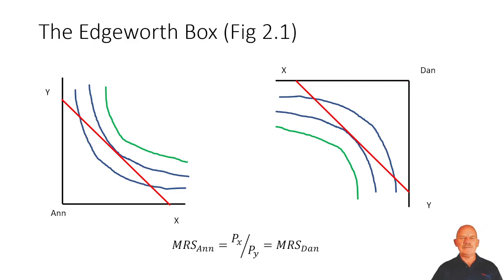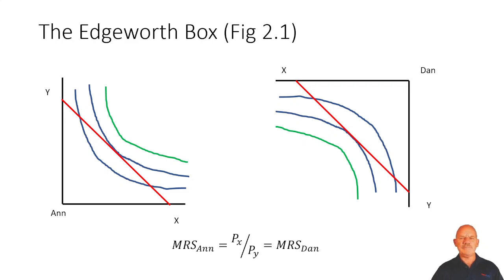So the first condition that we have for the benchmark model to work is that the marginal rate of substitution of all the consumers must be the same. So the marginal rate of substitution at equilibrium for Ann is equal to the price ratio, but the marginal rate of substitution for Dan is also equal to the price ratio because prices are given in the market. And so the market with prices working will have all consumers in equilibrium at the same time.